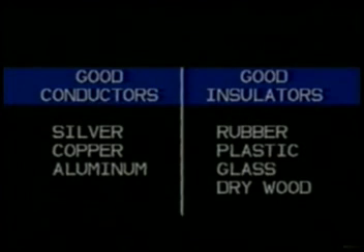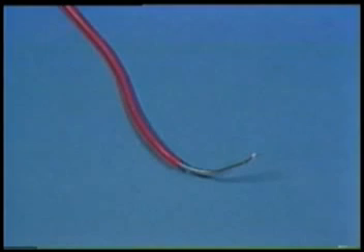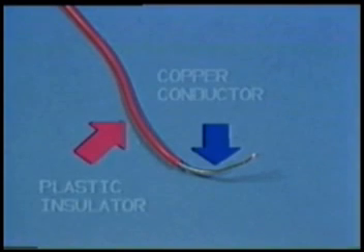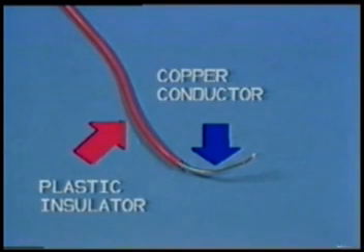Silver, copper, and aluminum are examples of good conductors. And rubber, plastic, glass, and dry wood are examples of good insulators. A common use of a conductor and insulator used together is this wire. It has a copper conductor surrounded by a plastic insulator.